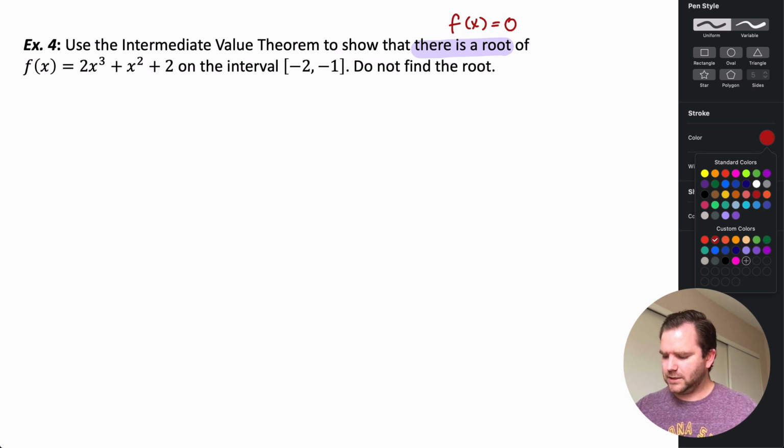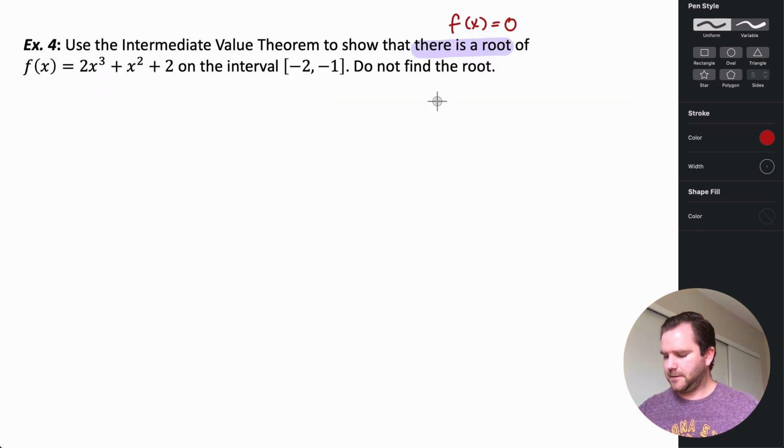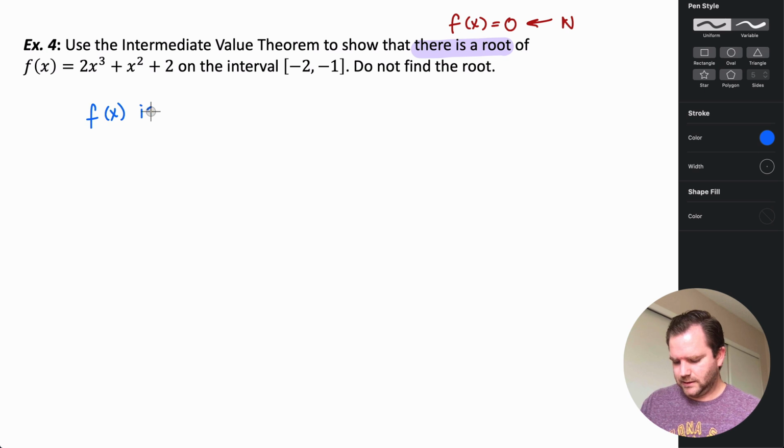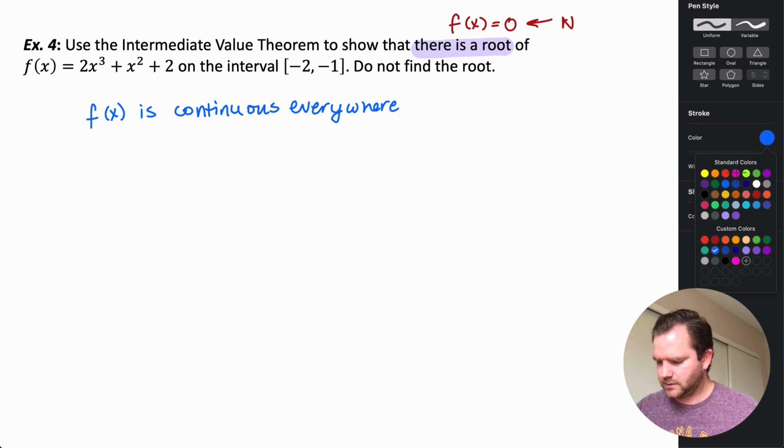Okay, so what conditions have to be met? If we look back at the Intermediate Value Theorem, we need to know that the function is continuous, we need to know the endpoints aren't equal, and we need n to be in between the endpoints. So this right here, that is n. This function is a polynomial function, and all polynomial functions are continuous everywhere. So f of x is continuous everywhere, which means it will be continuous on this interval as well. Because it's continuous everywhere, that checks the continuity box.